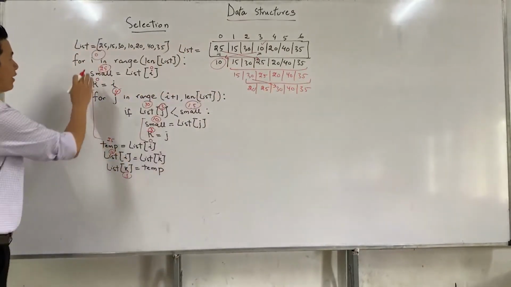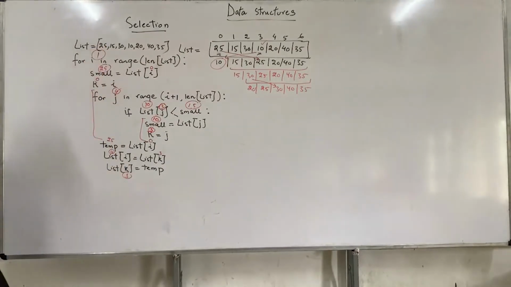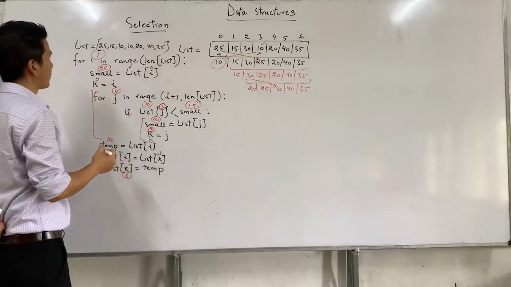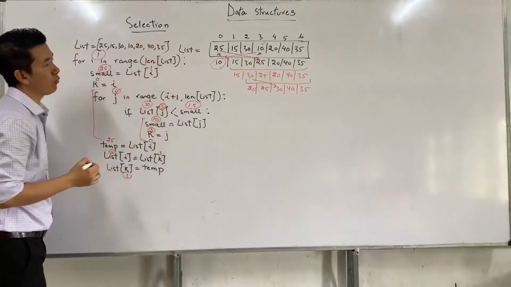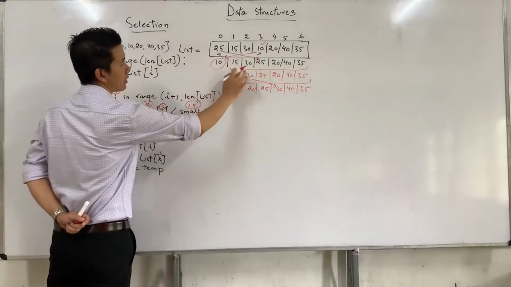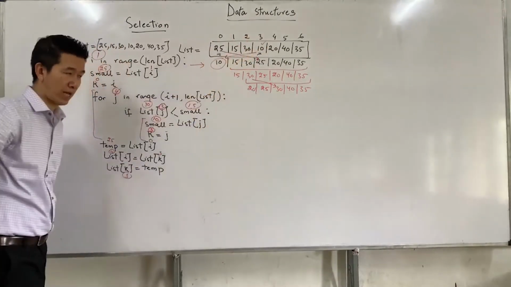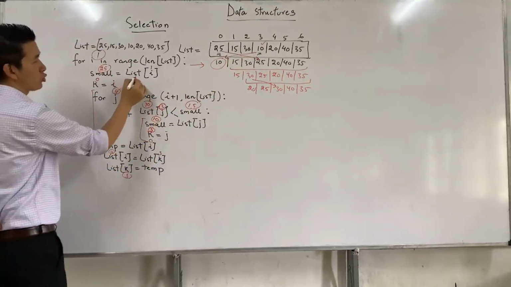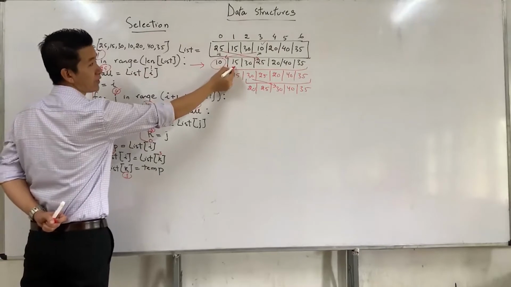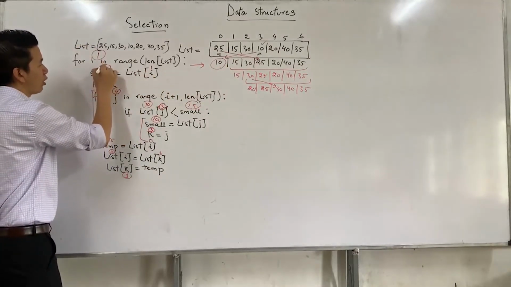That's when the value of I will now change to 1. So the next value of I will be 1. List of 1 is 15. Now this is the new list, so the old list has been changed with the new list. This time the list of 1 means you're pointing to 15. 15 will become the value of small.